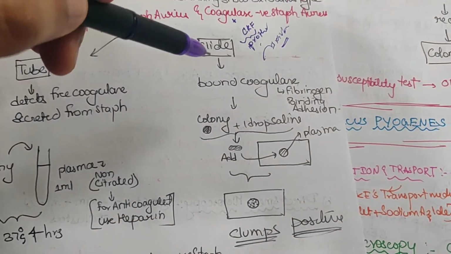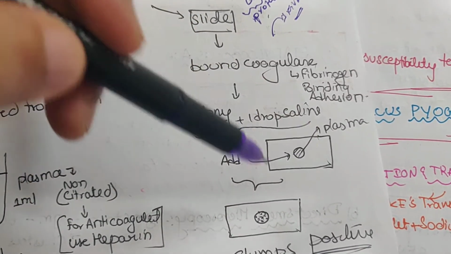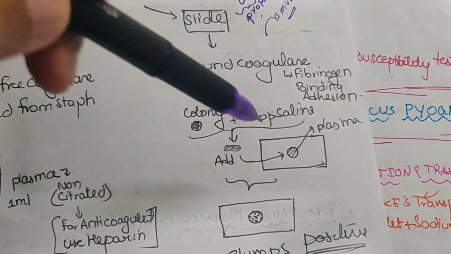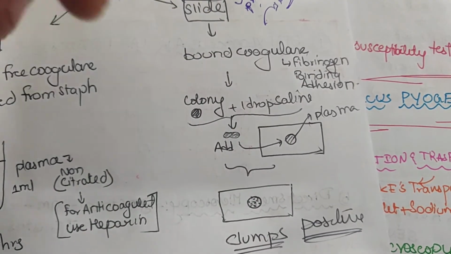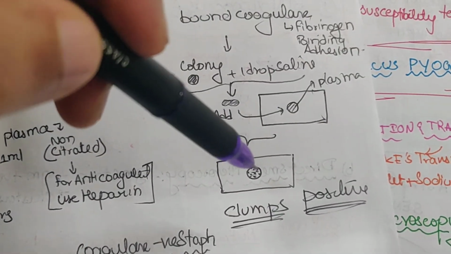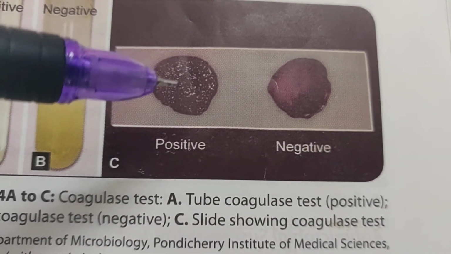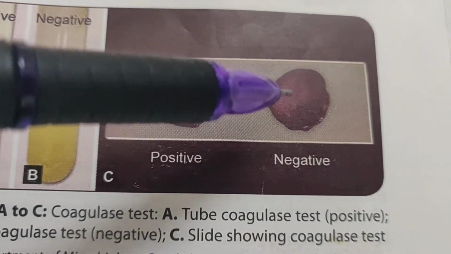So in the slide coagulase we detect bound coagulase, that is, 1 colony we take onto a slide and add 1 drop of saline, and we mix the colony with the saline, and then we add a drop of plasma. So what happens is we can see small clumps formed, which means positive. So you can see this is slide coagulase positive, we see clumps, and here this is negative.